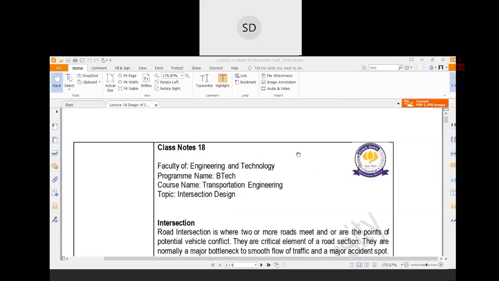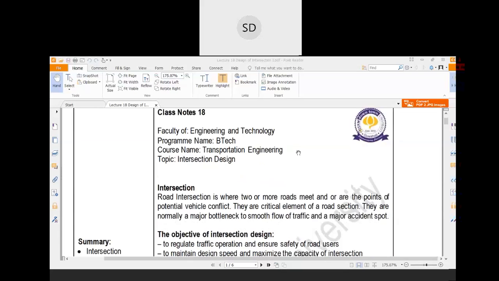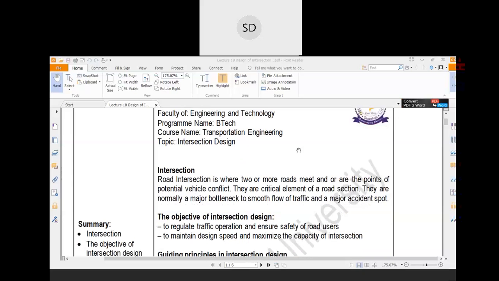Okay, so in your previous class, we discussed traffic speed and the representation of traffic speed data. In this class, we'll discuss intersection design. Whenever we talk about an intersection, it means a section of the road where two or more roads meet. This is the point of potential vehicle conflict. They are potential vehicle conflict zones.